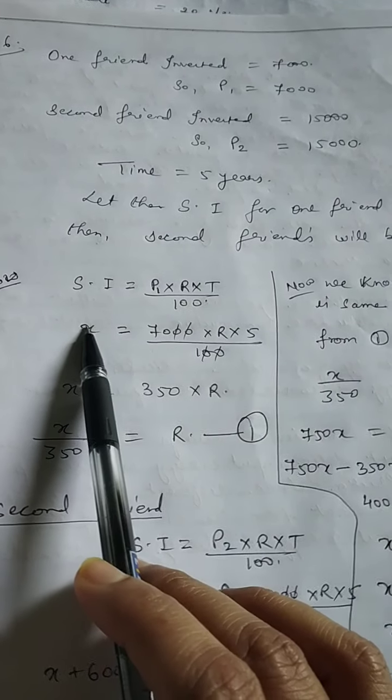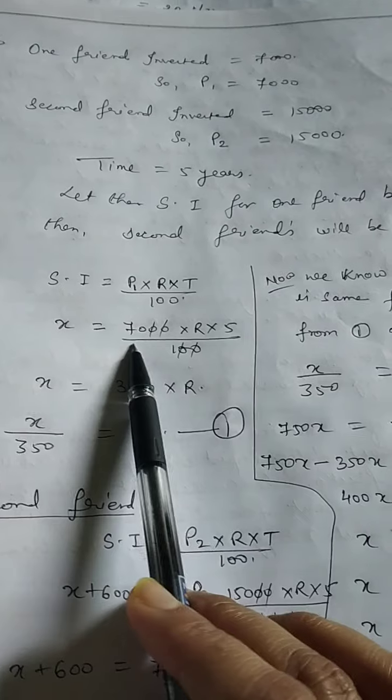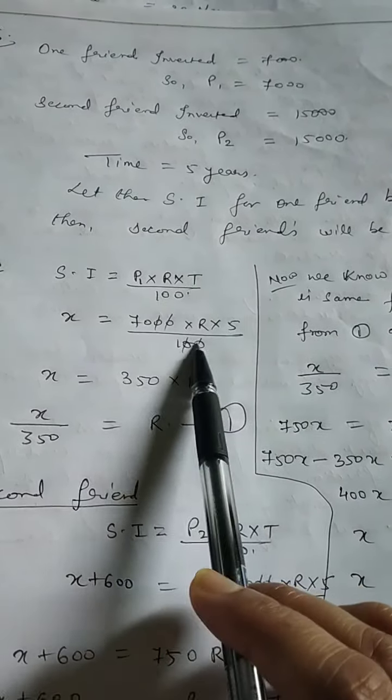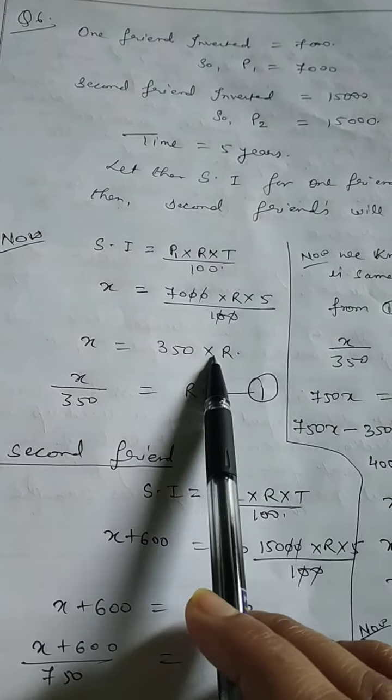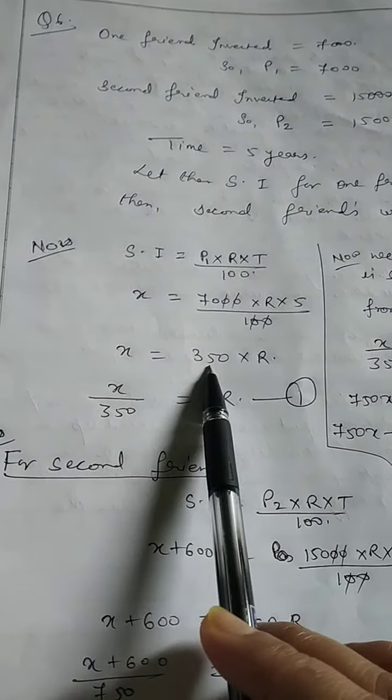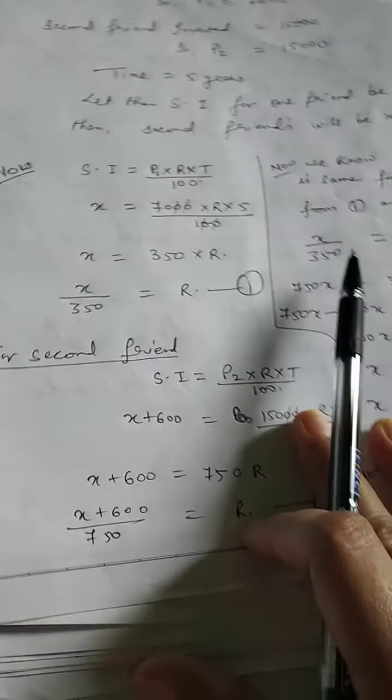Now for the first friend, we will take out the simple interest, PRT by 100. Simple interest we have taken as X, P is principal, R let it be R only, time is 5 years, by 100. If you cancel it out, we will get the value of R. R is equal to X by 350. Let it be equation 1.